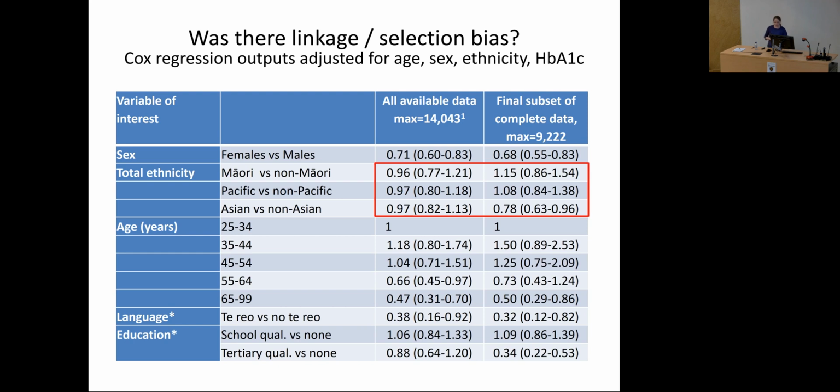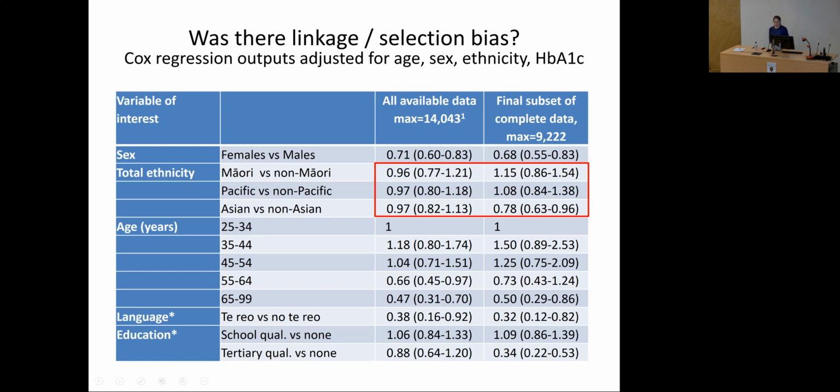So on the full data set, you can see the ethnicity didn't make a whole lot of difference. Comparing Māori versus non-Māori, for example, very similar rates of progression. Whereas in the subset of data, that coefficient was a little bit larger, with similar confidence intervals. And we can also see the age results differed a little bit as well. I've put up the ones that differed the most on this slide.